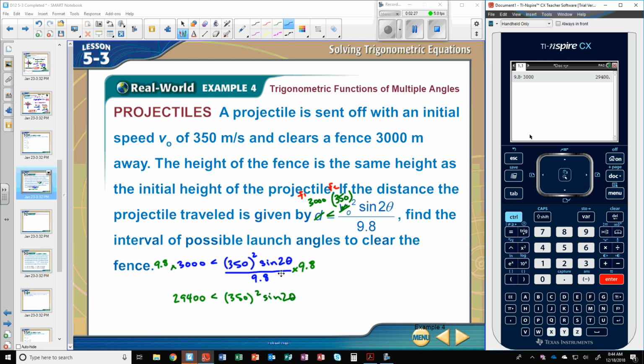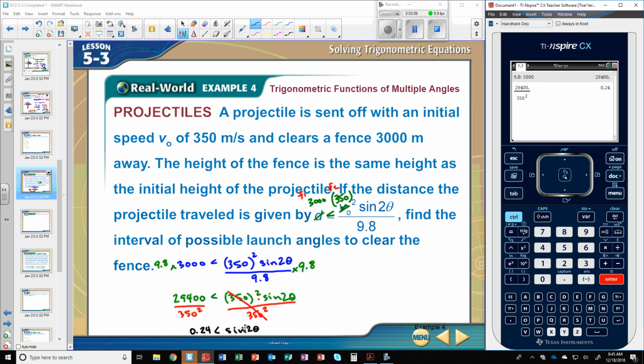Okay, now how do I simplify this? Notice that these are multiplying each other, and the opposite of multiplication is division. So I'm going to divide by 350 squared, and that will get rid of that. Because of PEMDAS, it'll do the 350 squared first. So we get 0.24. Now we know that 0.24 is less than or equal to sine 2 theta. And we're going to be solving this in radians, so let's make sure our calculator is in radians, which it is. It'll throw you off if you're in degrees.